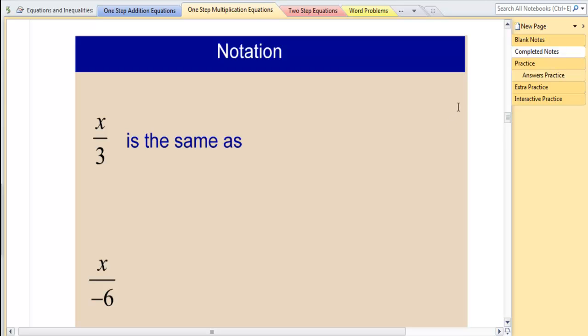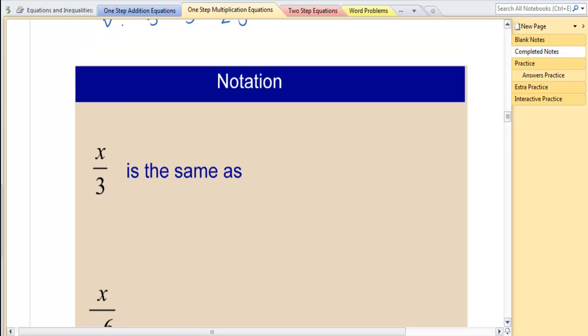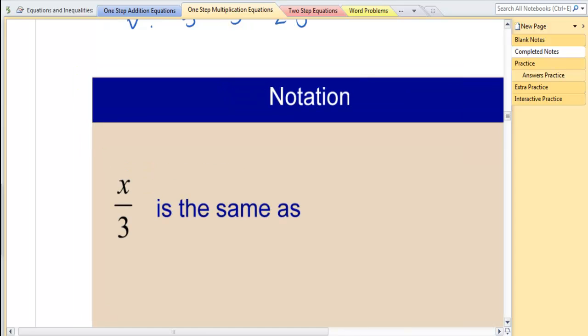Next, we're going to talk about division equations, but first we need to make sure we understand a little bit about notation. So in this example, I have x divided by 3. Well, x divided by 3 is the same thing as a multiplication problem. So see if you can figure out what x divided by 3 would be the same thing as.